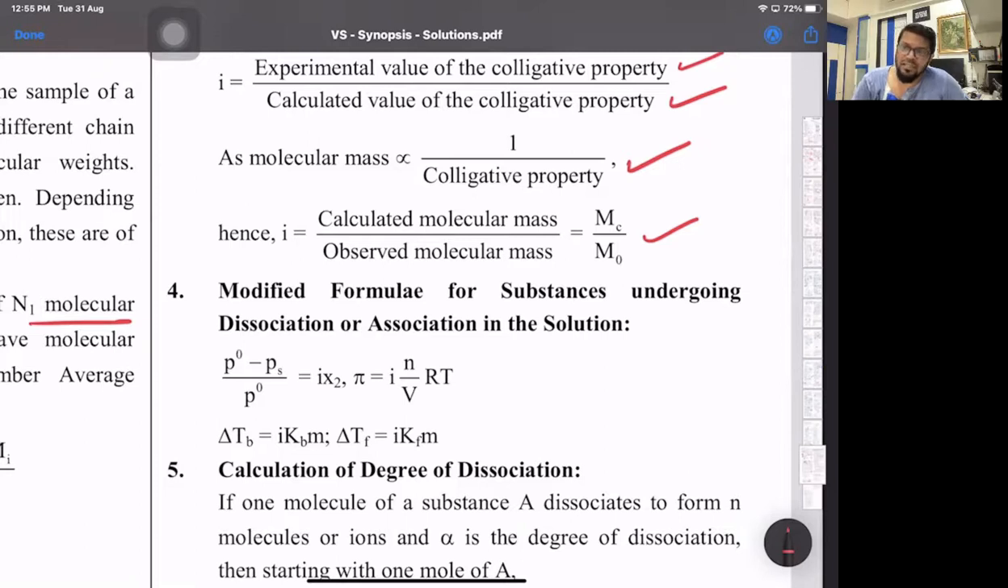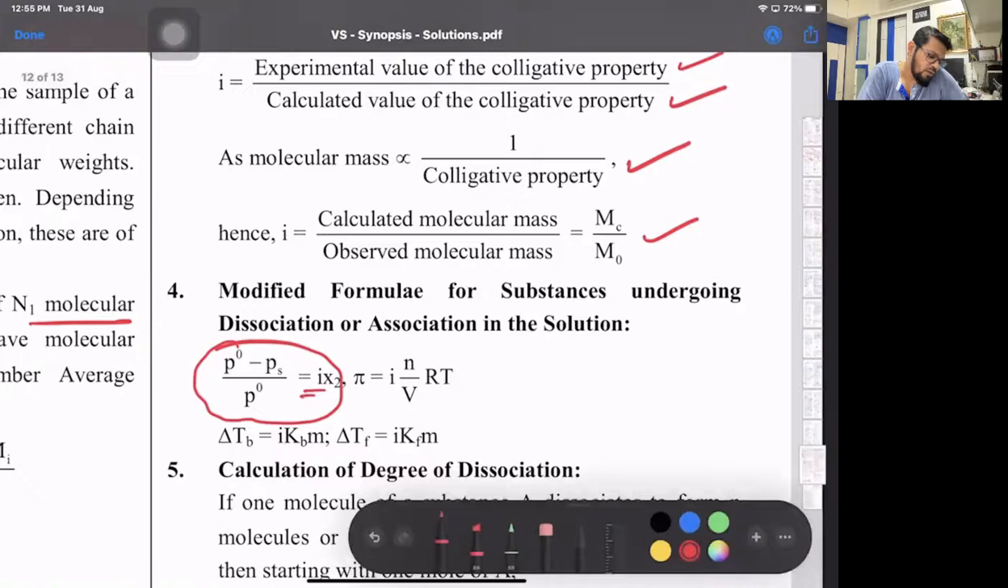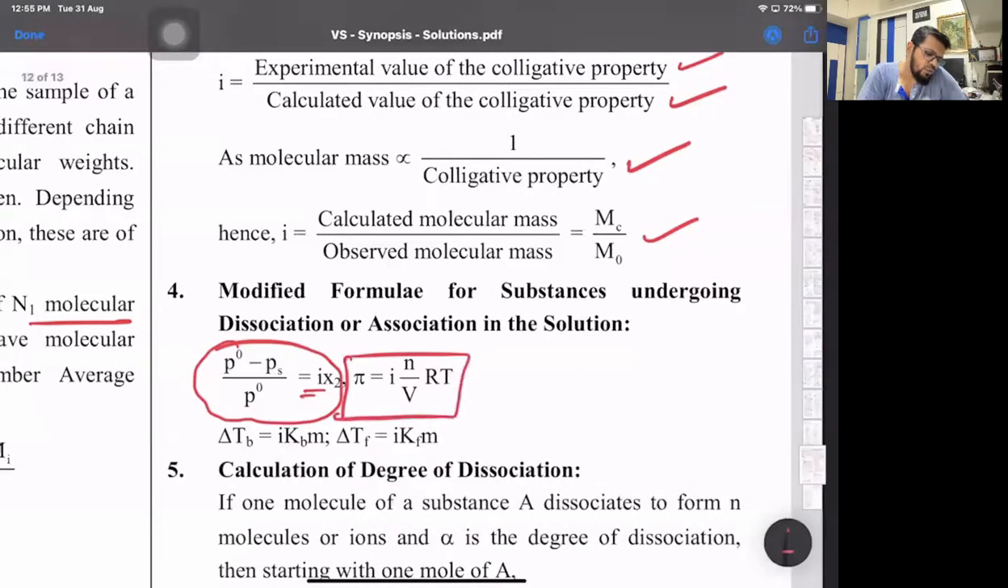So if the Van 't Hoff factor I is less than 1, molar mass is more than expected, like dimerization, where it becomes almost double. That's why everywhere, relative lowering of vapor pressure is equal to I x2, or osmotic pressure pi is equal to iCRT, or delta Tb is i into Kb into m, or delta Tf is i into Kf into m.